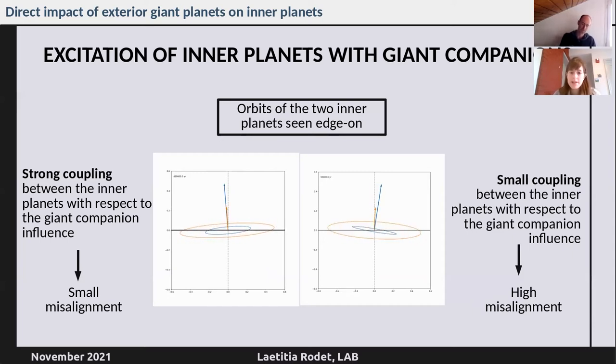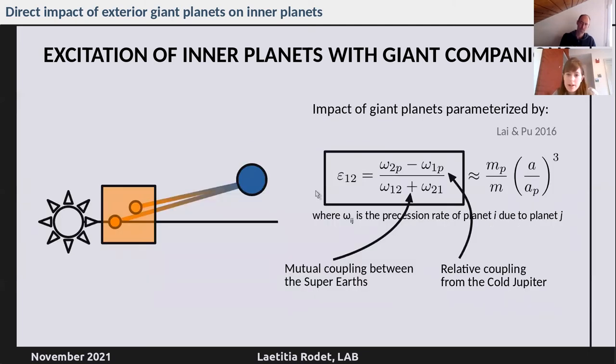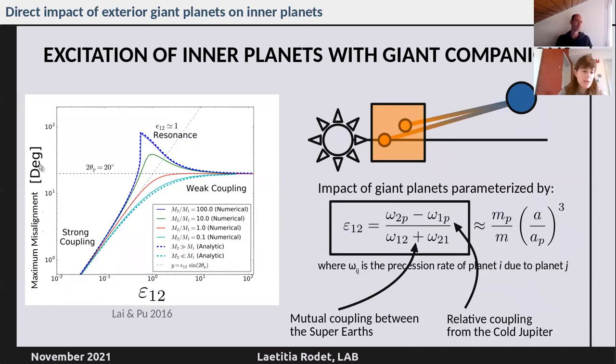So mathematically, this can be characterized by this coupling parameter, which is the ratio of the precession rate due to the giant planet and the precession rate due to the super-Earths on each other. This is in the case where you have only two super-Earths. Using this coupling parameter, and almost only this coupling parameter, we can predict the maximum misalignment that can be reached by the super-Earths. So you can see on the left the maximum misalignment between the super-Earths as a function of the coupling parameter. There are two regimes. When the coupling between the super-Earths is strong, then the misalignment scales with the coupling parameter. And at some point, when the giant planet becomes stronger, the misalignment saturates around the inclination of the perturber.